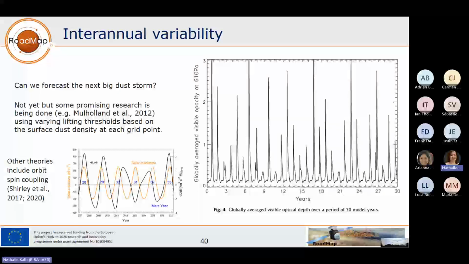predicting. There's another theory of the orbit spin coupling. I don't know if anybody has a better feeling for this. It's about the solar radiance and the angular momentum timing. They seem to think that they can predict the next dust storm, but I don't think they can.